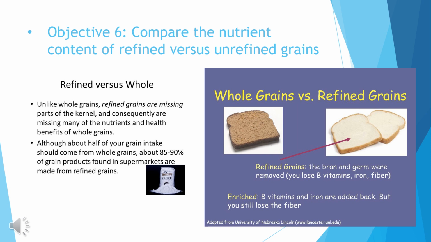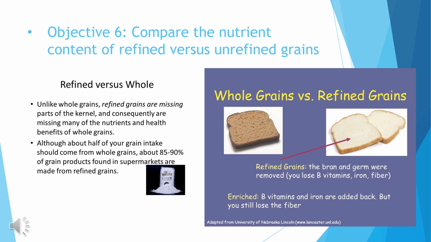Unfortunately, about half of the grain intake should come from whole grains, but 85% to 90% of the grains found in the supermarkets are made from refined grains. When we talk about refined grains, because the bran and the germ are removed, you lose things like B vitamins, iron, and fiber. So that's why we want to stick with the whole grains.